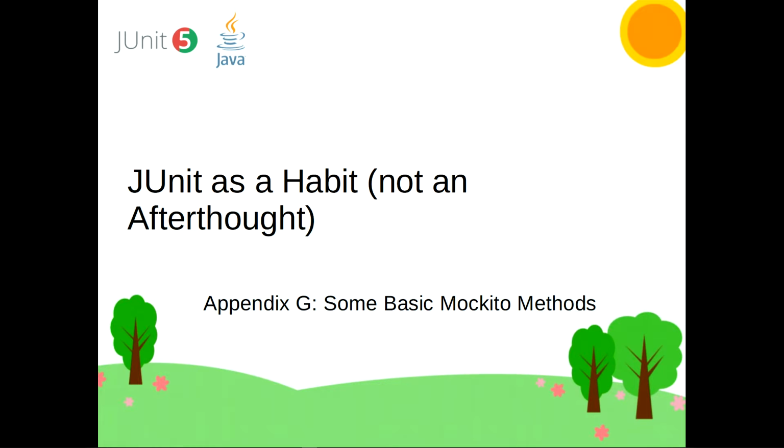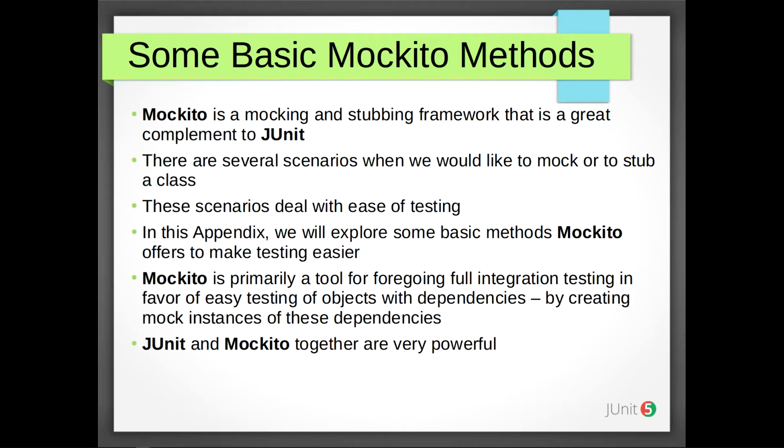Appendix G, some basic Mockito methods. Mockito is a mocking and stubbing framework that is a great complement to JUnit. There are several scenarios when we would like to mock or to stub a class. These scenarios deal with ease of testing. In this appendix, we will explore some basic methods Mockito offers to make testing easier.